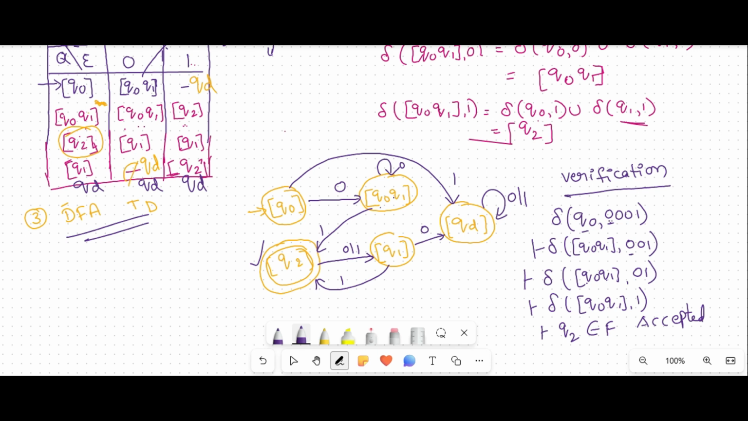So what we are doing, just to simplify: first we are representing the NFA transition table. Next we are representing the DFA transition table. Next we are representing the DFA transition diagram, and then verification. This is the process for NFA to DFA conversion.